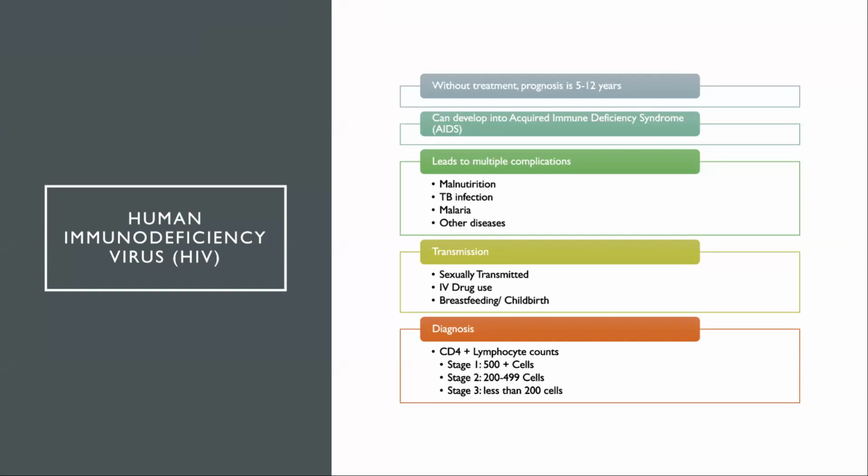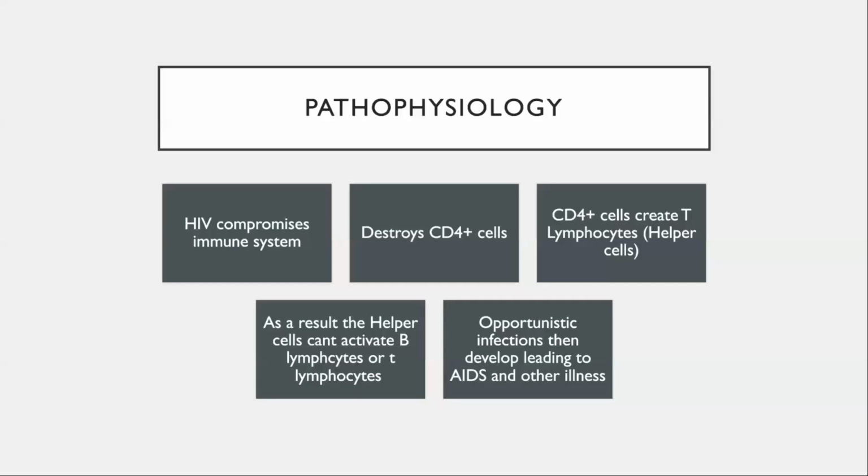Stage 1 would be 500 or more cells, stage 2, 200 to 499 cells, and stage 3 would be less than 200 cells. The pathophysiology is that it compromises the immune system by destroying CD4 cells. These CD4 cells typically help to create T lymphocytes, such as helper cells, and as a result, since we don't have that, the helper cells can't activate B lymphocytes or T lymphocytes, leading to opportunistic infections, such as AIDS and other illnesses.